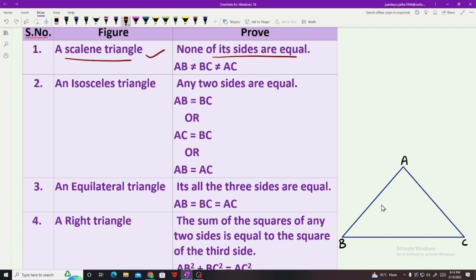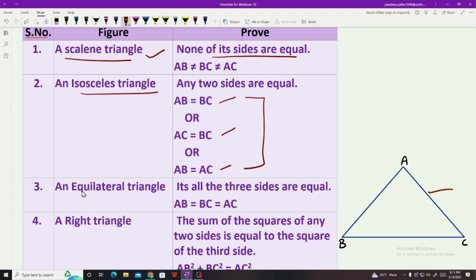The triangle ABC will be an isosceles triangle if any 2 sides of this triangle are equal. Prove that either AB is equal to BC, or AC is equal to BC, or AB is equal to AC. So if you show any 2 sides equal, then the triangle will be an isosceles triangle.